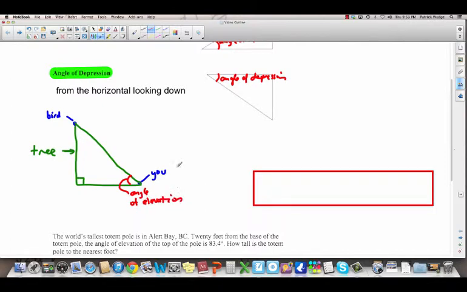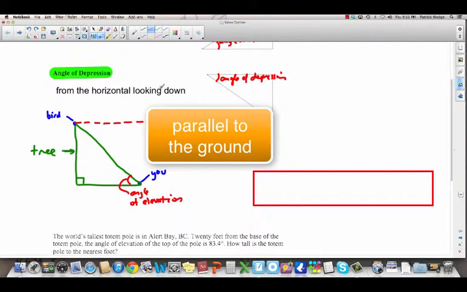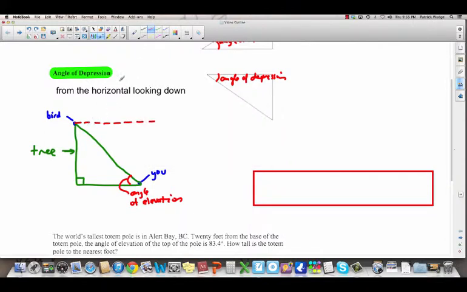But what if the question says the bird is looking down at you? What's the angle of depression from the bird to you? Almost always people want to put the angle of depression here. But why could that not be the angle of depression? Because the angle of depression is always from the horizontal looking down. This is not a horizontal. Neither of these lines are horizontals. So that cannot be the angle of depression. So how do we find it? Well, you have to start by drawing the horizontal. So the horizontal runs like this. And so the angle of depression is in here.